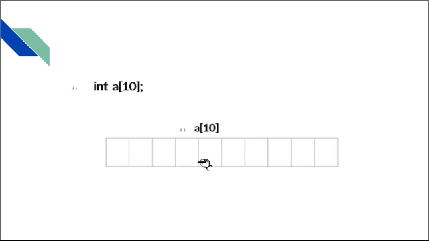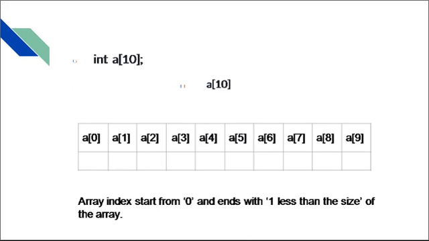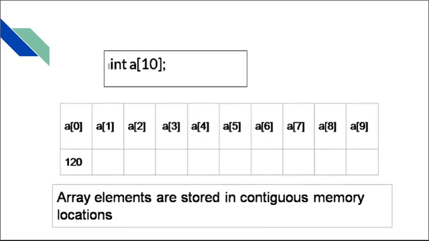A 20 bytes location is reserved, and the 20 bytes location is divided into 10 parts. Understand, array elements are stored in contiguous memory locations. Array elements are stored in contiguous memory locations.